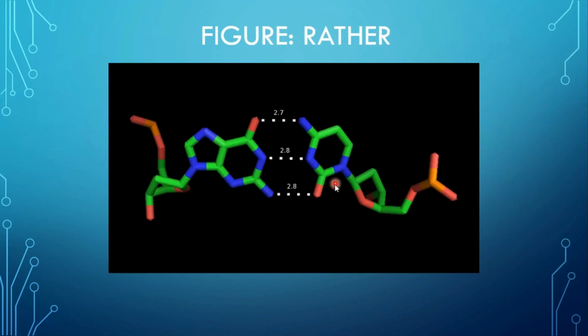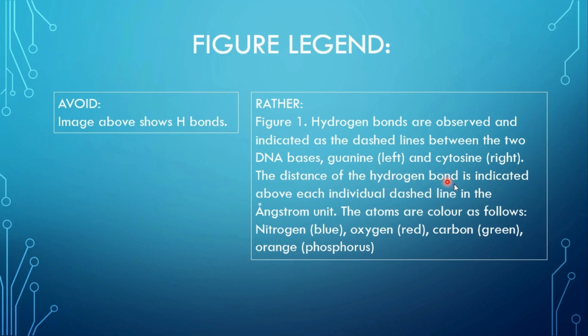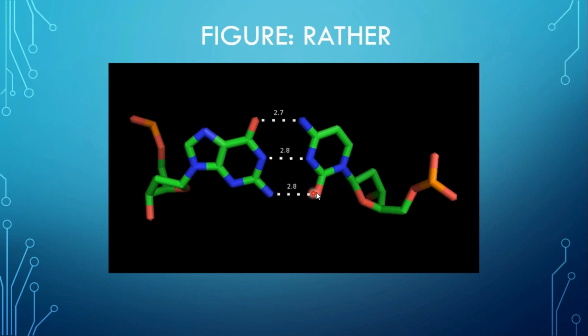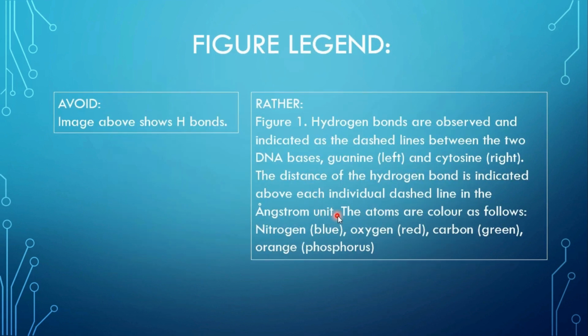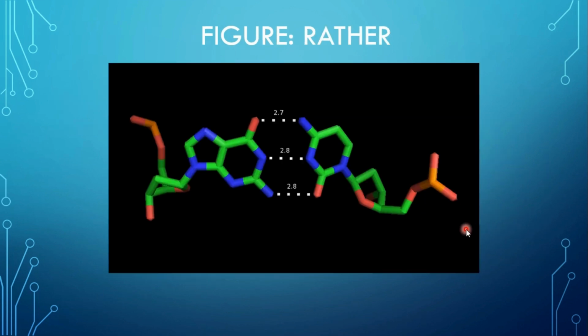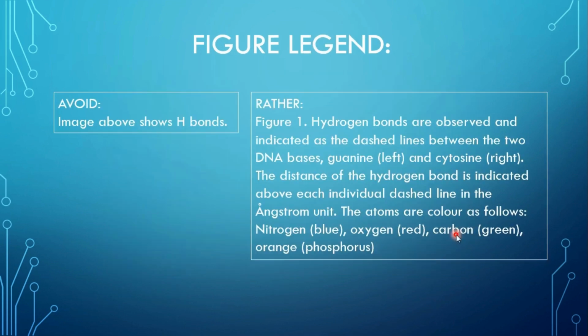And then also mention what these numbers are that you are showing. Mention that it is the distance of the hydrogen bond and also provide the unit. If you do not provide the units next to the distance in the figure itself, make sure to include it in the figure legend. And also mention which atoms are shown and what their colors are. If you show this to someone, they will not necessarily know that the red represents oxygen and the blue represents nitrogen. So you have to provide a reader with this type of detail.